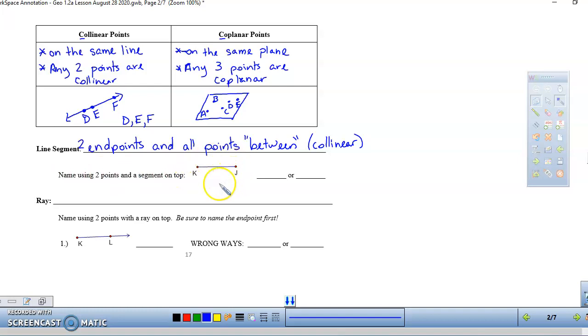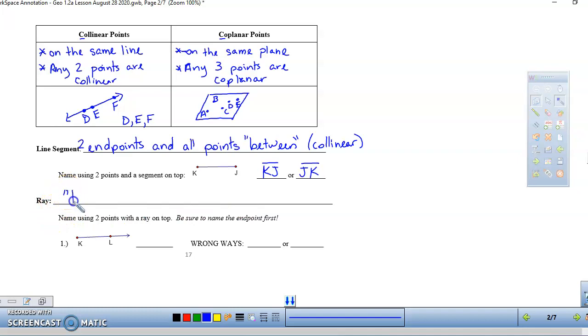So this would be an example of a picture of a segment. So to name a segment, again, you use the letters on the segment, use the endpoints of the segment, and then you just put a bar. Notice there's no arrows. The order of the letters does not matter, so those would be naming the exact same segment.